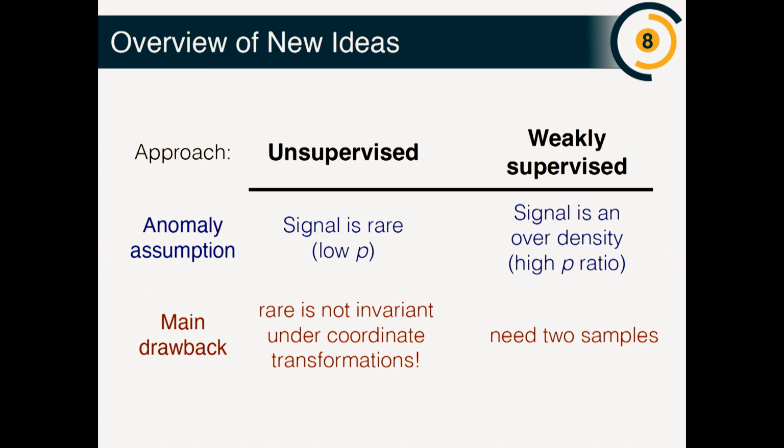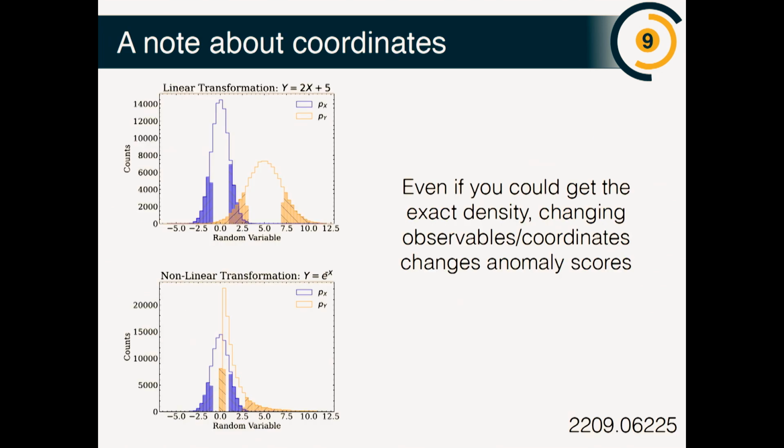And for weakly supervised, you need the two samples. So it's not always possible to construct a reference either from data or from simulations. Okay. So just super quick, a note about coordinates, because unsupervised anomaly detection, like with autoencoders, is extremely popular. I think it's not always appreciated that this is a feature of them.